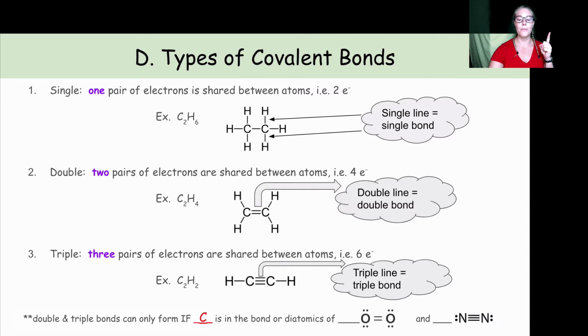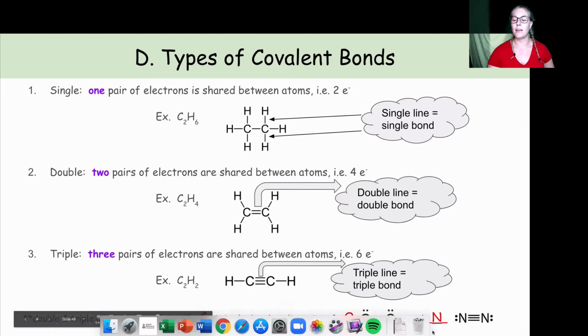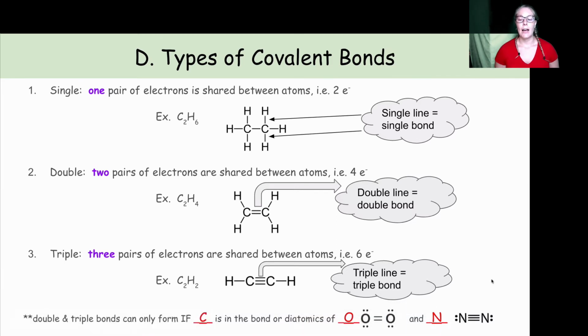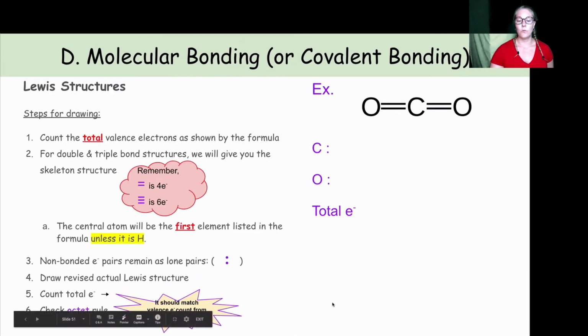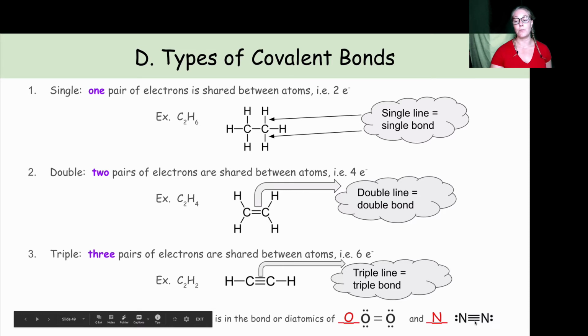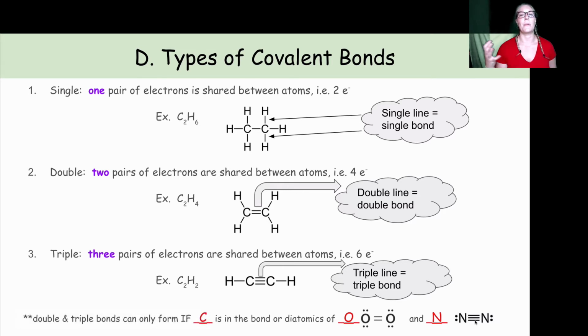Now, importantly, you'll only see double or triple bonds if carbon is involved in the bond, right? So if there's carbon, then there can be a triple or double bond, or in diatomics of oxygen or nitrogen. Diatomic means oxygen bonding with oxygen, or nitrogen bonding with nitrogen, and you'll see a double bond between the 2 oxygens and a triple bond between the 2 nitrogens. So those are the only times we'll see double or triple bonds: with carbon or with diatomics of oxygen and nitrogen.